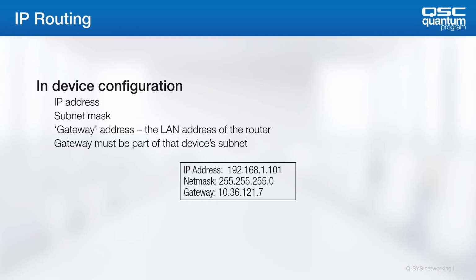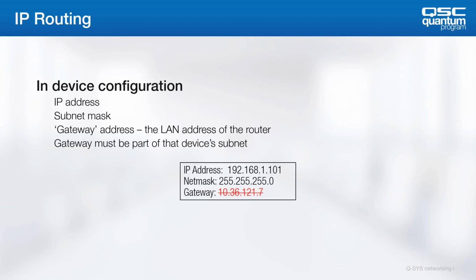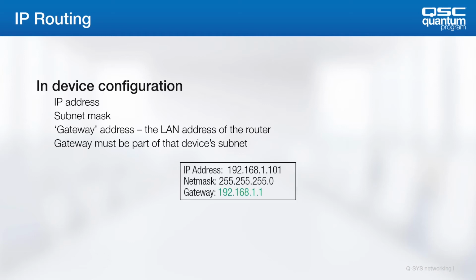We specify a gateway of 10.36.121.7. That's problematic, as we then would need a router to talk to the specified gateway, which is our router address. We need to make sure the gateway address is directly accessible by the device we're configuring. Very often, the gateway is either the first or the last available address on the subnet in question.